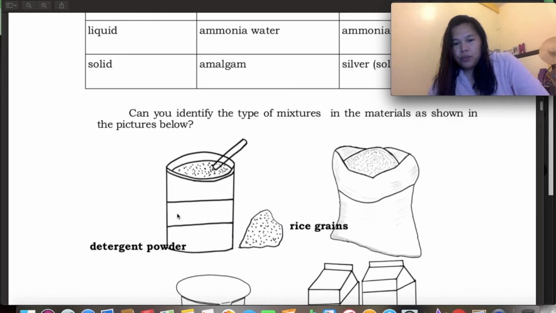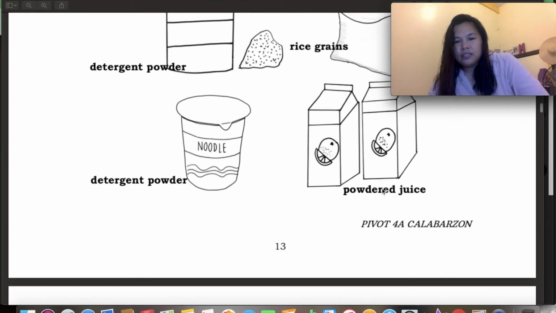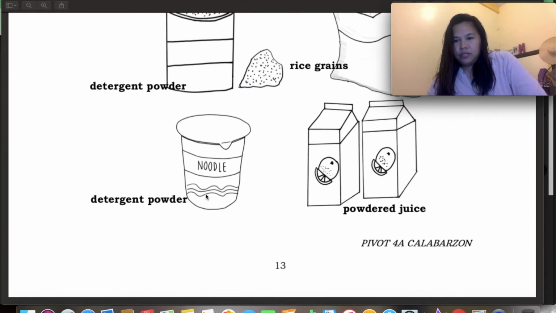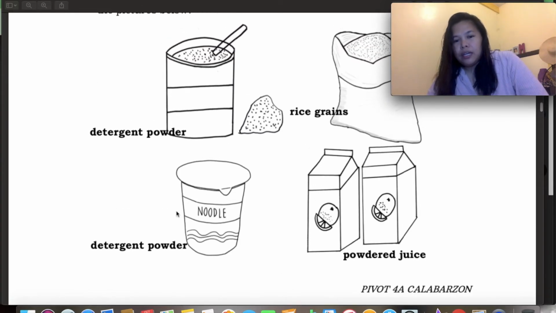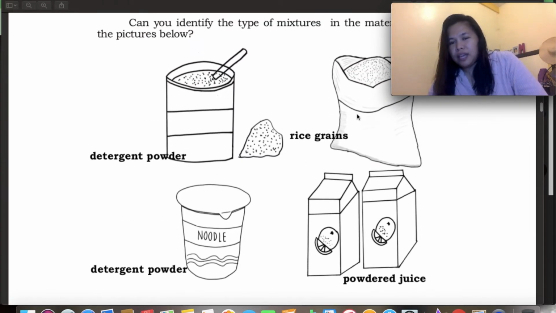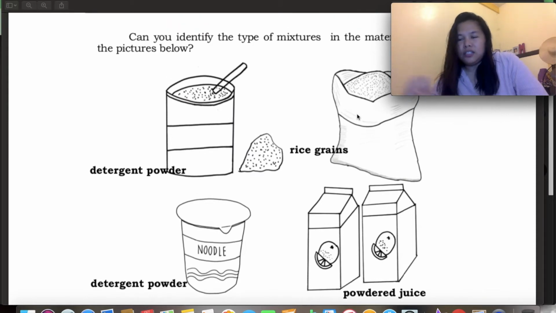So this is liquid, solid, liquid. When it's solid, but when we mix it in hot water, that's it. And the powder juice, okay, when we add solvent there, it becomes a solution. Same as the noodles, same as the rice grains, when we cook it, we add water, and it becomes rice. And also with detergent powder, when we do laundry, powder alone won't work. What would happen to what you're washing? Right, put some water.